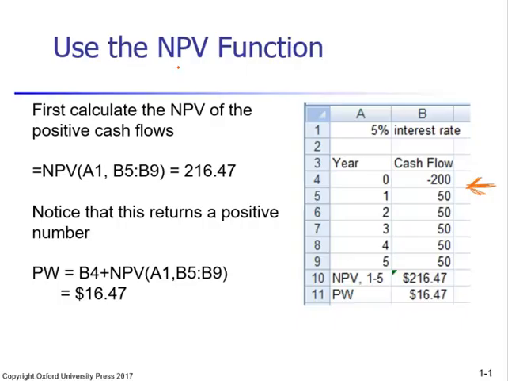Okay, NPV, and it goes A1, 5%. You can put 5% directly here. But this way is more professional, structured, because when you have this, you can quickly start changing these numbers to many things. B5 to B9. B5 starts from here. So now we are taking these values, B5 to B9.